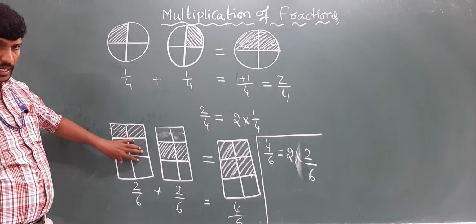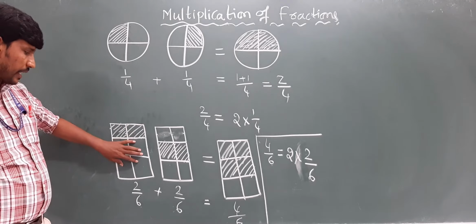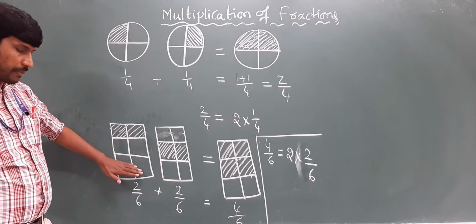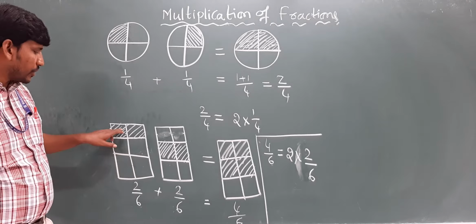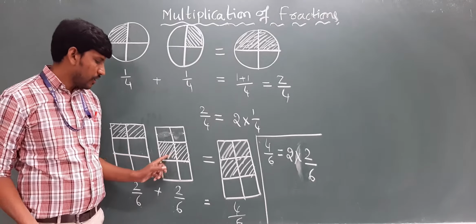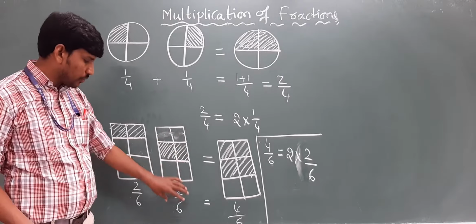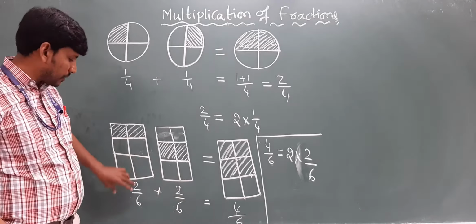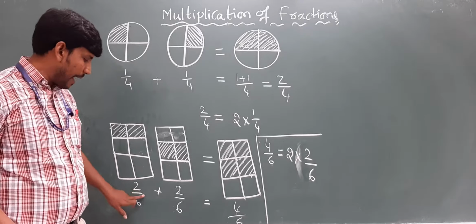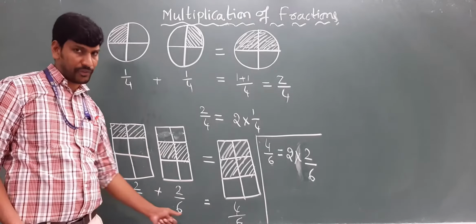See, here is a rectangle. Here also one more rectangle. Out of this rectangle, I divided 6 equal parts. Out of 6 parts, I took 2 parts, that is 2 by 6. Plus, here also I am taking 2 more parts, that is 2 by 6. In each rectangle, I took 2 parts out of 6. So I am adding these two. 2 plus 2 is equal to 4 by 6, because these two are like fractions.